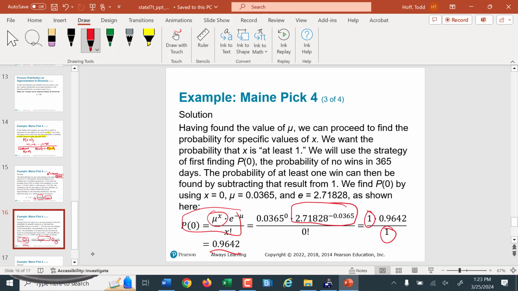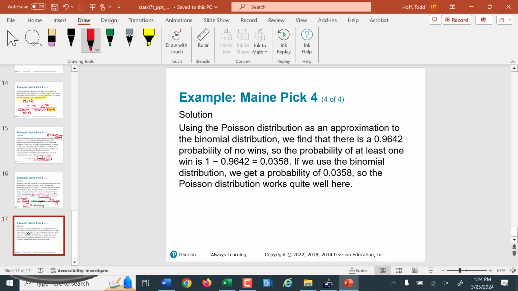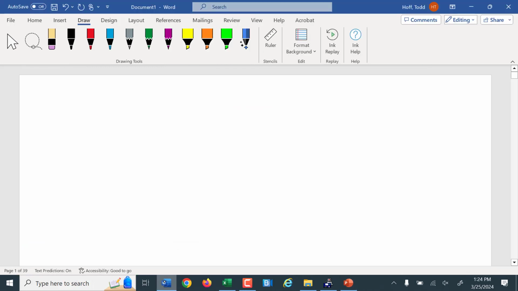Now remember, that's the probability of not winning, which sounds reasonable. It's a pretty high probability, and it's a pretty good chance you're not going to win. So for the probability that you will win, it's the complement. We take 1 minus the probability of not winning. So it's a 0.0358 chance that you'll win at least once. So basically, a 3.5% chance that you'll win at least once during the year. So let's do some other examples here of the Poisson distribution.